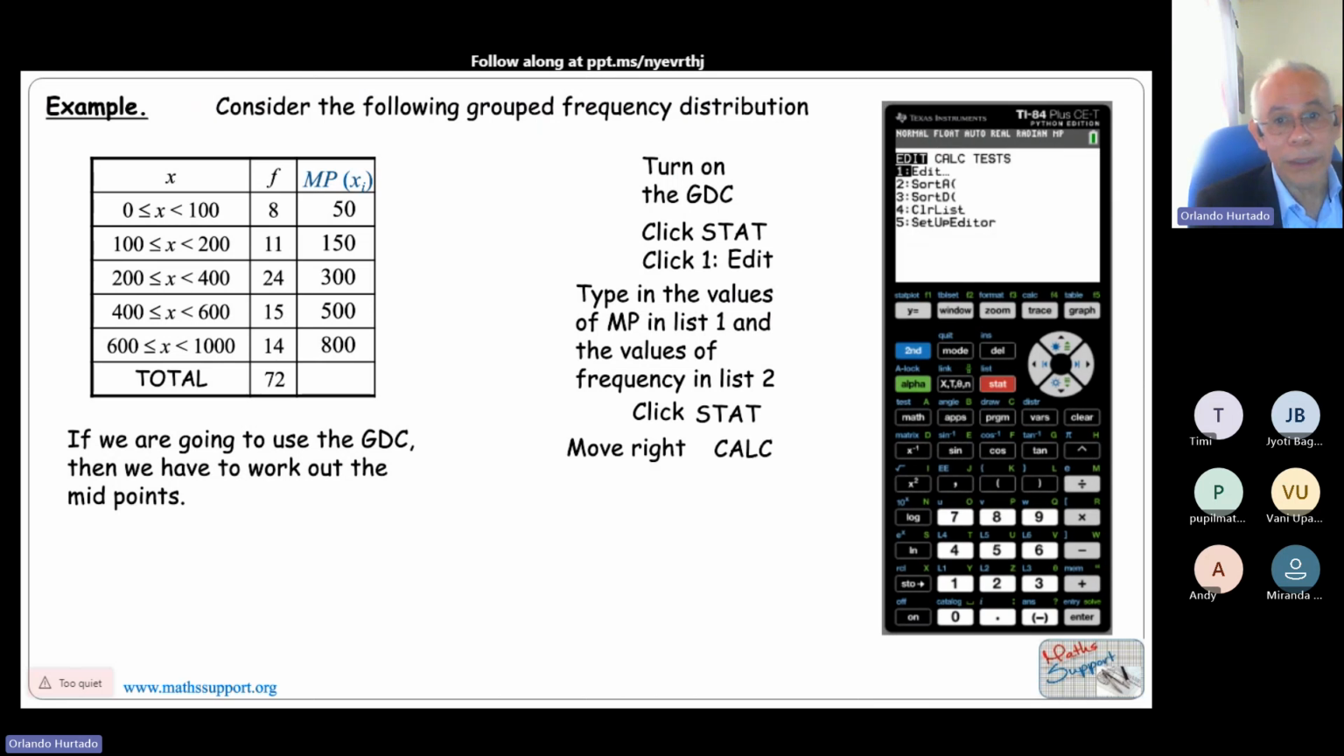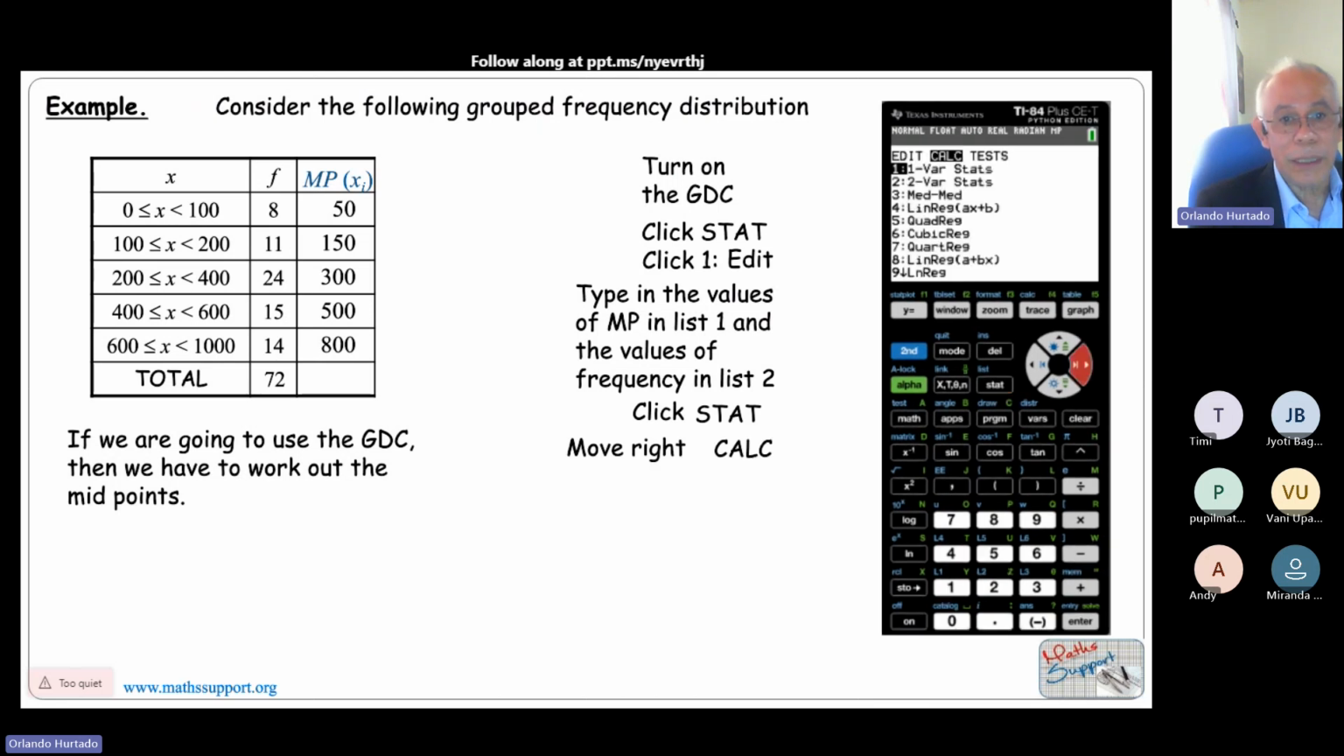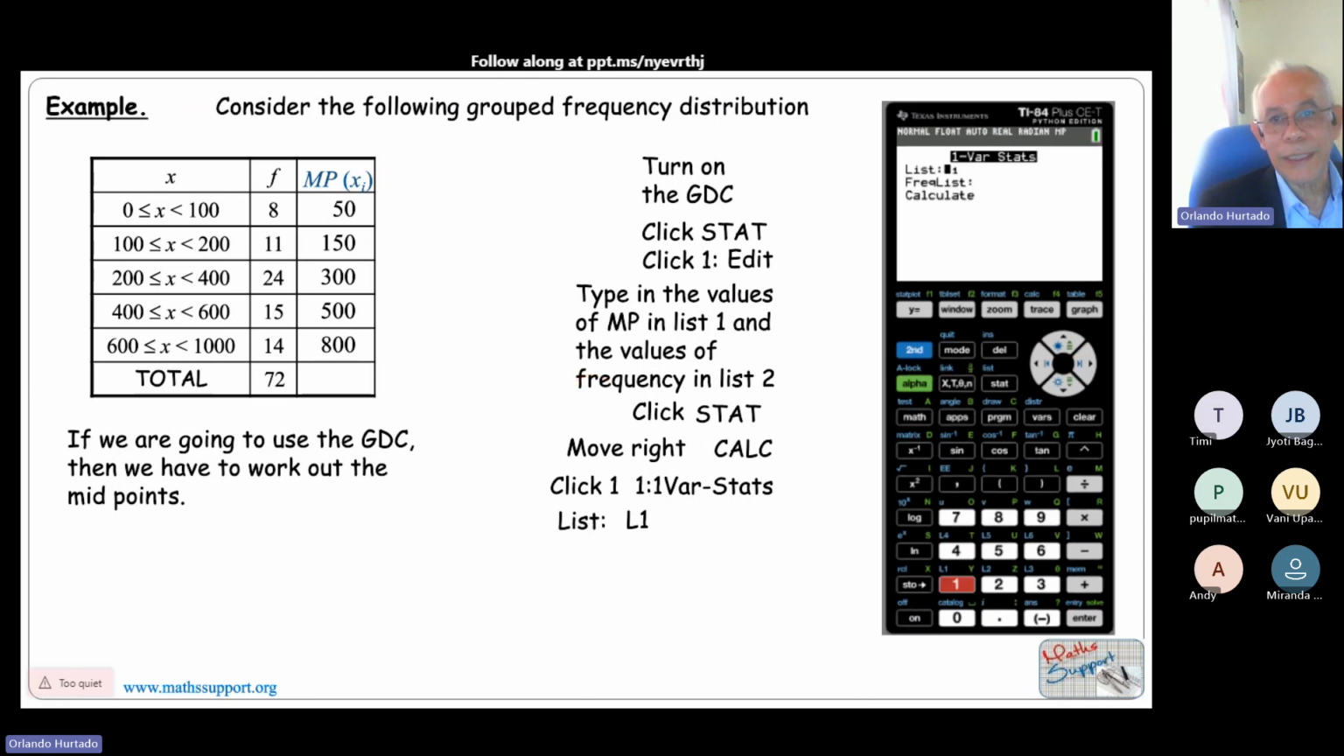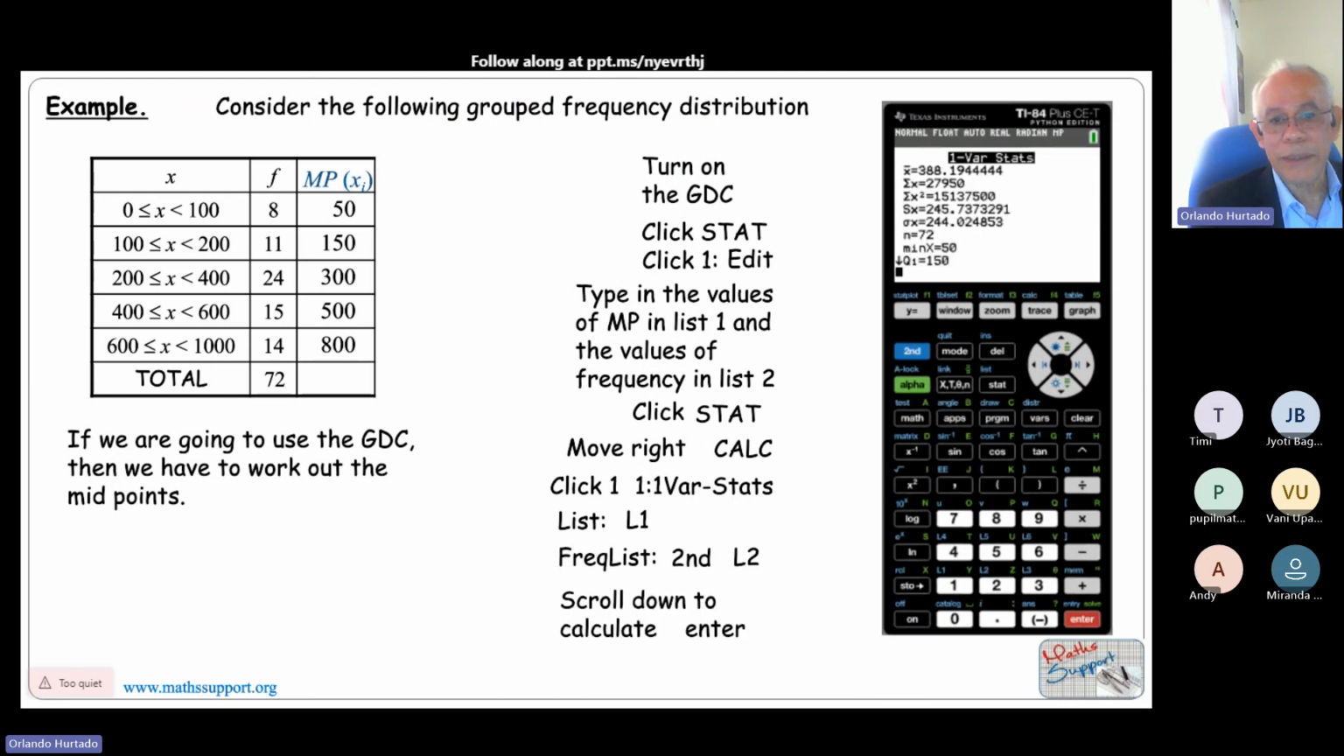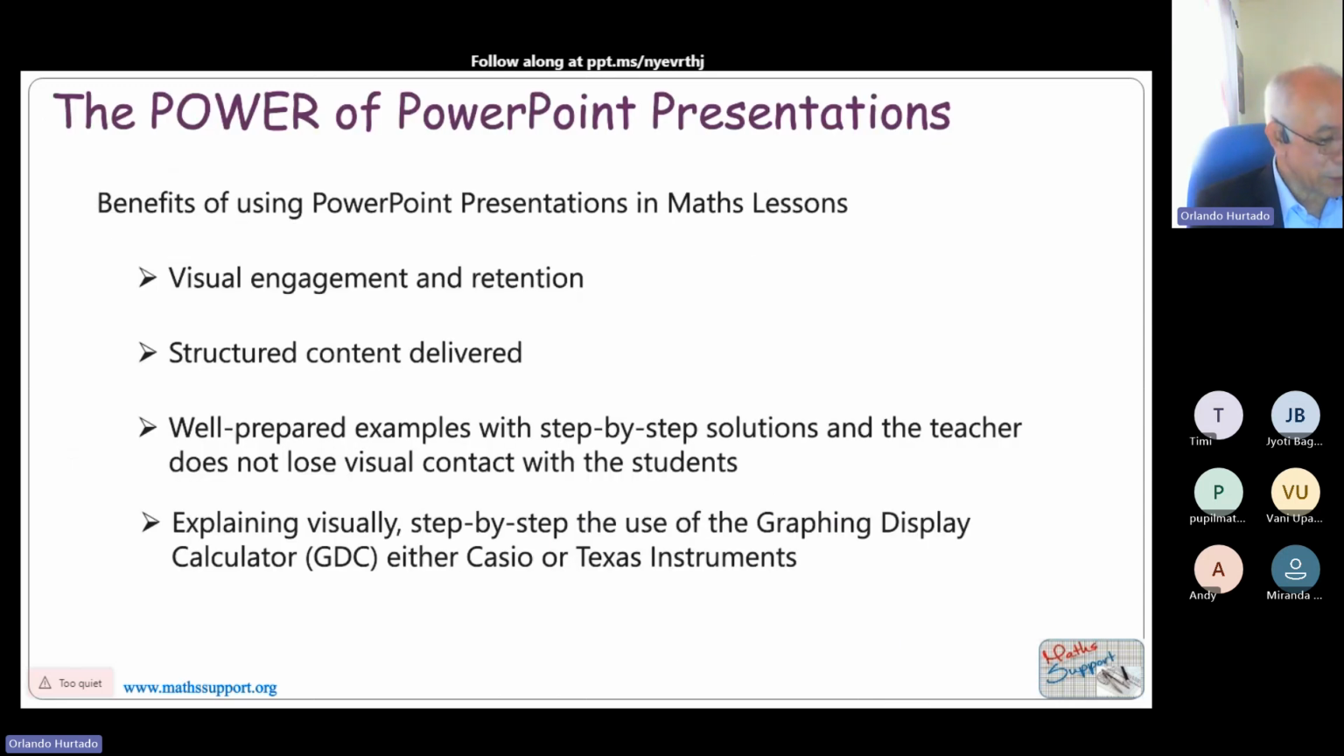So then all the steps are inscribed into the PowerPoint presentation. They can follow along with the Texas Instrument calculator as well, which is what else we have in our PowerPoint presentations, right? We present the use of the Casio and the use of the Texas Instrument calculator for the students. So these are some of the benefits that we have.